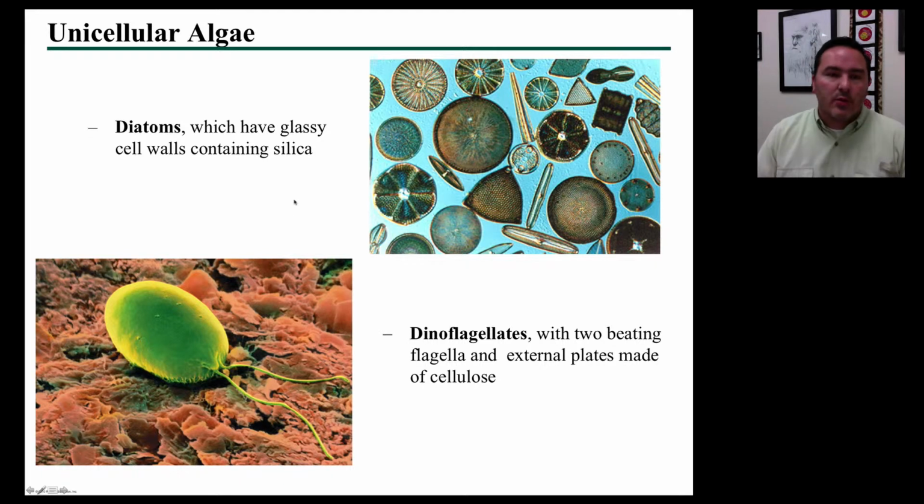There's also a group called the algae that are part of the Protists, and algae can be unicellular, like these diatoms, which have a hardened silica shell on the outside and really can be quite beautiful. Others are like the dinoflagellates, which are also algae but have flagella.